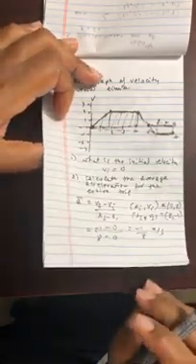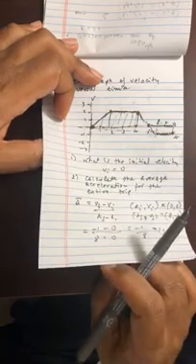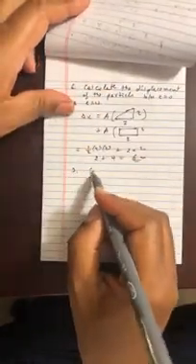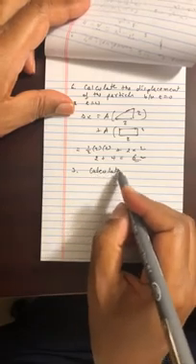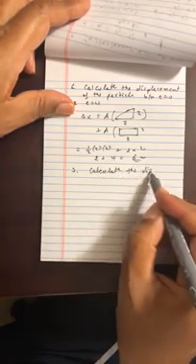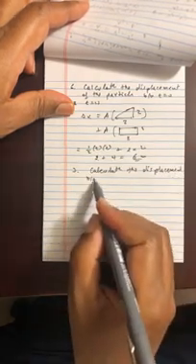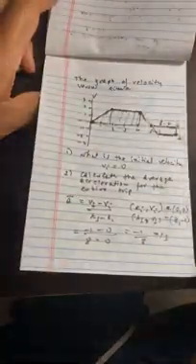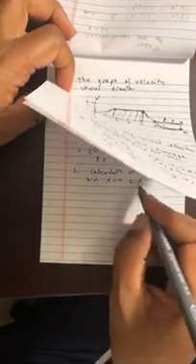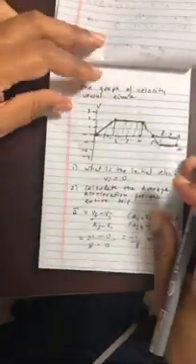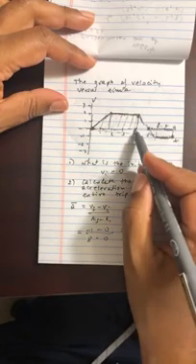now let's calculate the displacement between t equals 4 and t equals 8. Okay, number 7, calculate the displacement between t equals 4 and t equals 8. Okay, so we want to calculate this displacement over here from here to here.